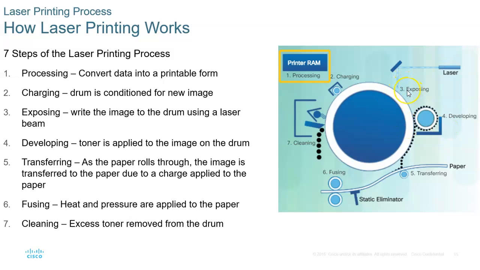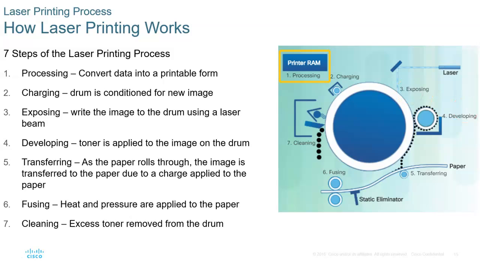Step 3 is the exposing. So to write the image, the photosensitive drum is exposed with the laser beam. Every portion of that drum that is scanned with the light has its surface charge reduced to about negative 100 volts DC. So the electrical charge has a lower negative charge than the rest of the drum. And as the drum turns, an invisible image is created on the drum.